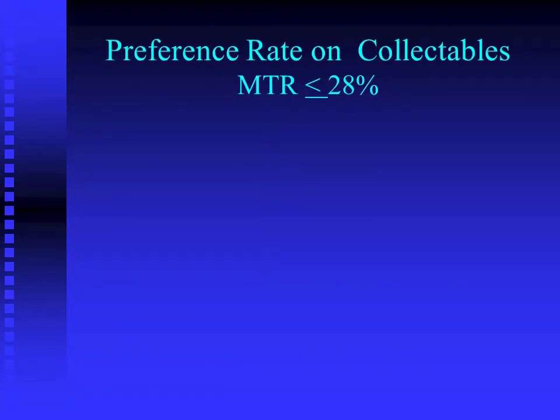Let's move on to collectibles. Remember, the preferential rate for net long-term gains from collectibles is 28%. So effectively, if your marginal tax rate is 28% or less, you have no preferential rate because there's nothing to carve off and multiply by a rate that's less than your marginal tax rate.